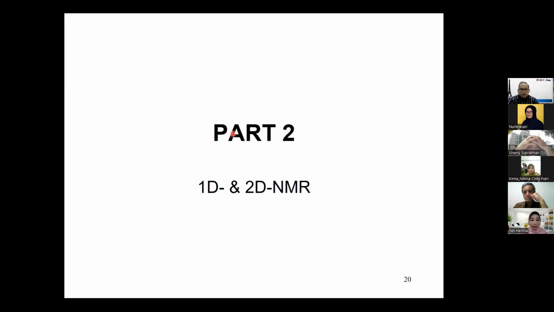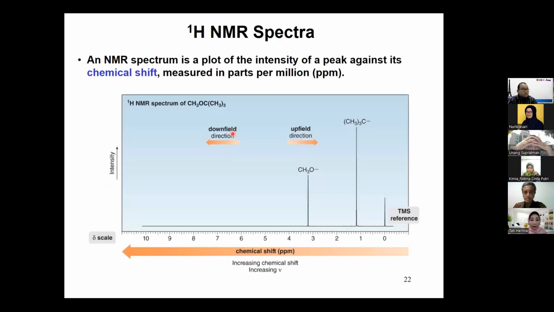So for part number 2, what we can see is about 1D and 2D NMR. For the 1D NMR, we usually refer to proton NMR and also carbon NMR. In NMR, you will see this kind of spectra. There is a downfield direction to the 10 and an upfield direction, and of course you have the TMS value. The chemical shifts we usually measure are between 0 to 15 ppm.